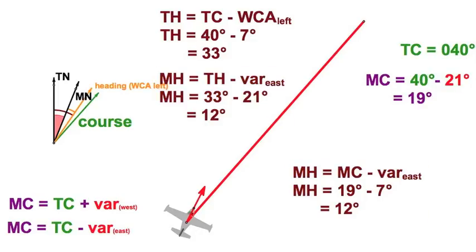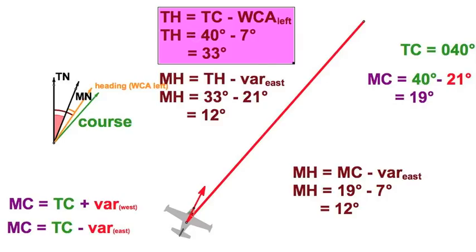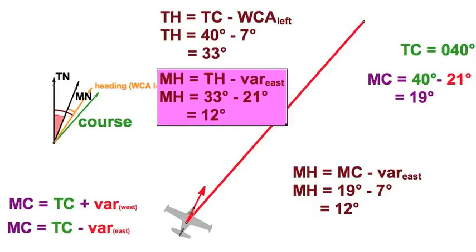And you'll get the same answer both ways. Now, honestly, I almost never do this. And the reason is the winds aloft are going to be reported in true north. So most often, I'm going to be taking my true heading, and then I'm going to find my magnetic heading from there. But you see, both methods do work.